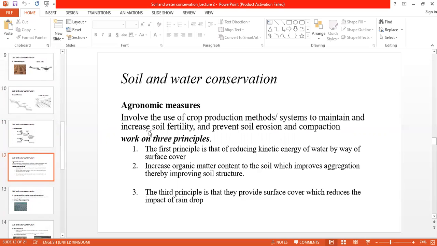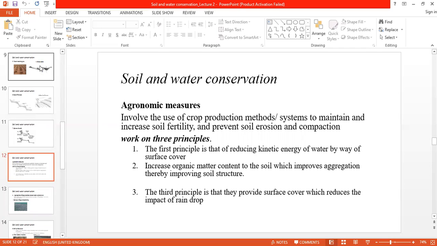So those are the physical measures. They involve building physical structures. You can have ridges, stones, check dams, trenches and things like that. Then now we'll move on to the agronomic measures.